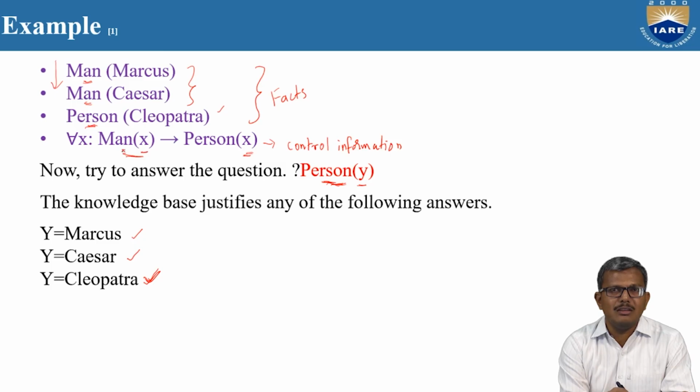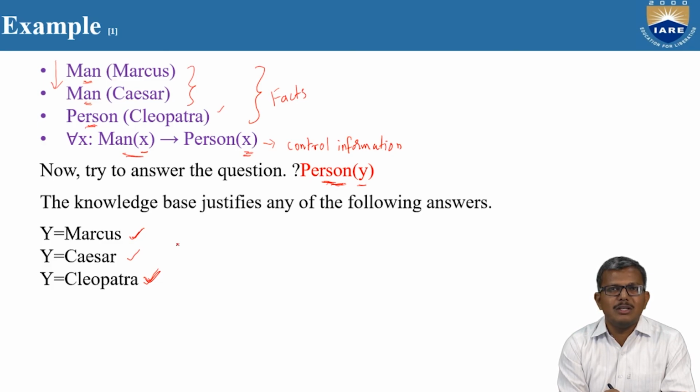If X is a man, X is going to be a person. If X is a man, X is going to be even the person. It means there is no difference between a man and a person in this case. So if you are implementing the procedural knowledge, the answer you are going to get is Marcus.